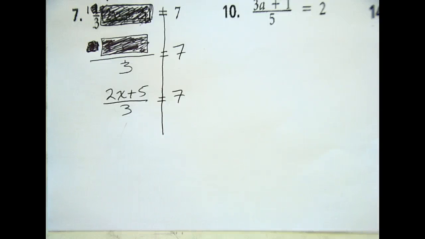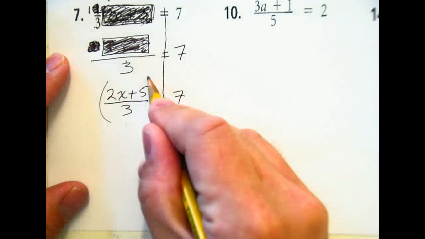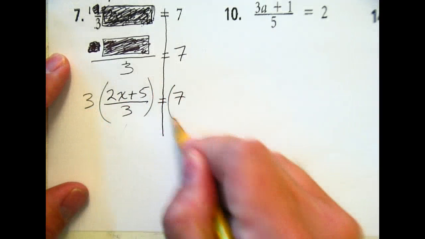Okay, volunteer. Tell me how you can get rid of a fraction. Hey, this is where you're making these connections from what we just did to what we're doing now. Audrey, how do we get rid of the fraction? Multiply by 3, or the common denominator. You multiply everything by the common denominator.